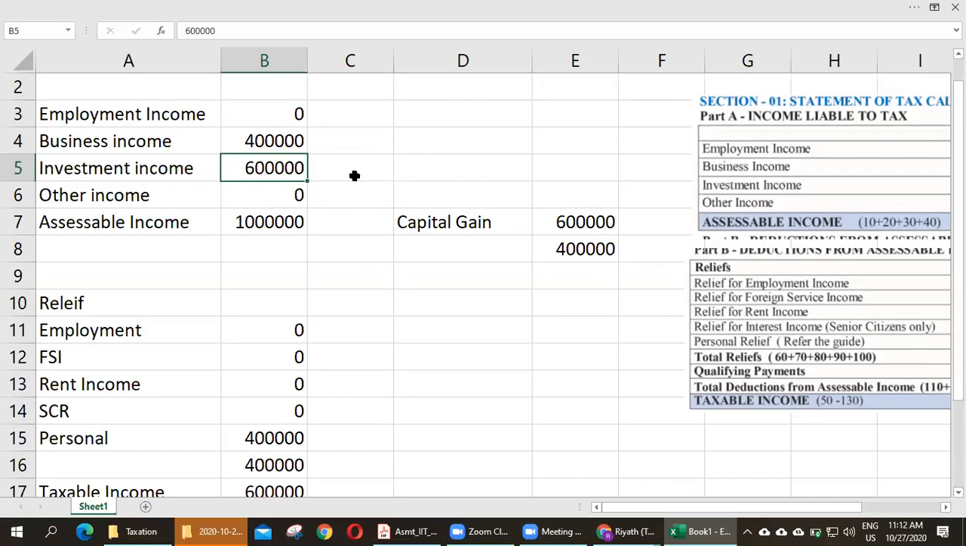If his business income is, say, 700,000, how much is taxable income? My question is, if business income is not 400,000 but 700,000, can you calculate how much the taxable income is? Any answers? Any clever students? Please post your answer.